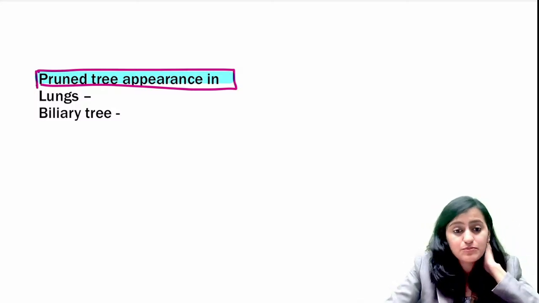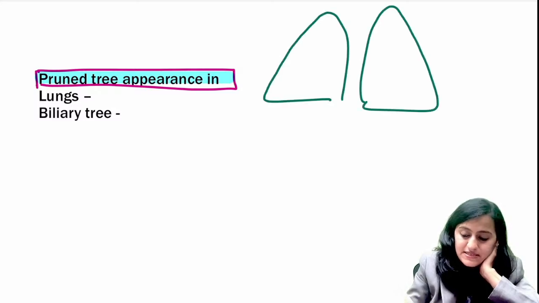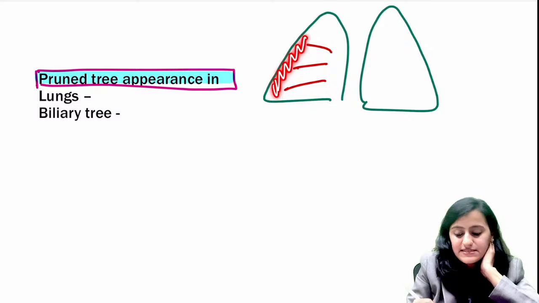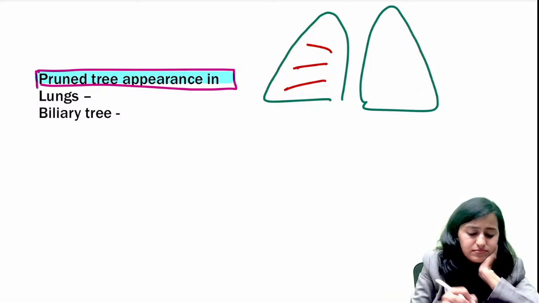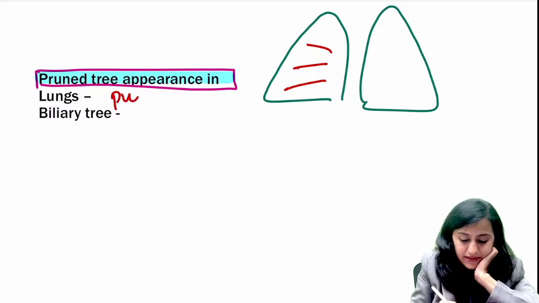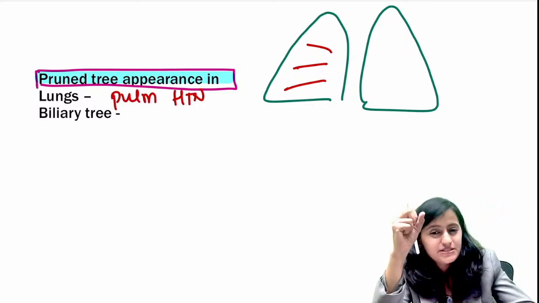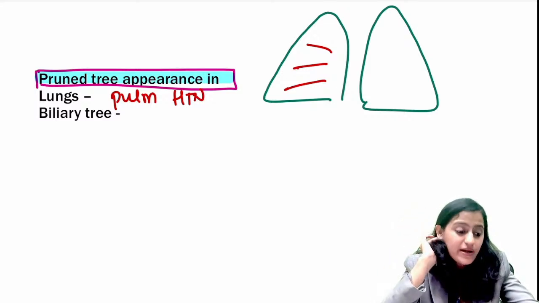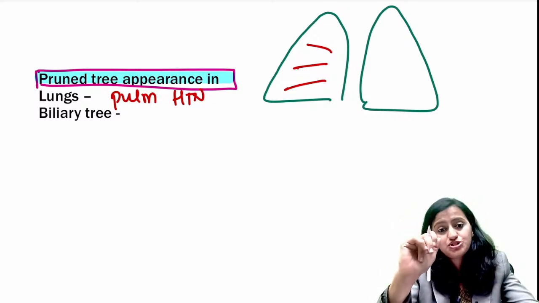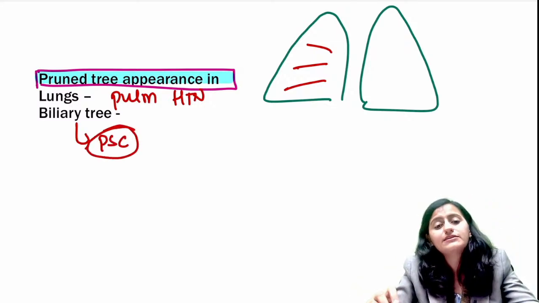It's not TB. Pruned tree, basically in the lung, represents that the vessels are pruned. You are not seeing any vascularity in the peripheral one third. The vessels are getting cut, right? It is seen in pulmonary hypertension. Pulmonary hypertension, hypoxia, vasoconstriction of the vessels, so that gives a pruned tree. And in the biliary tree, it is primary sclerosing cholangitis.